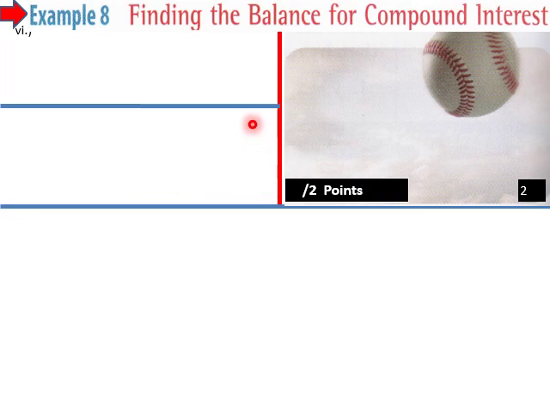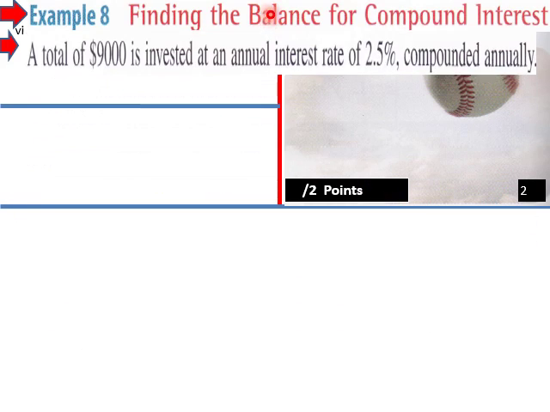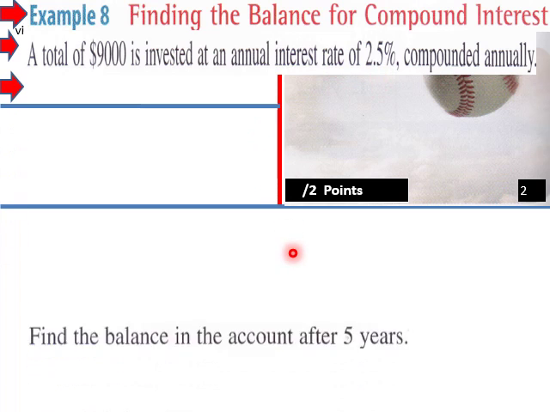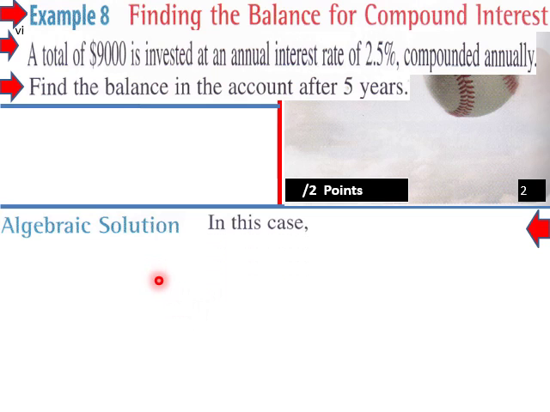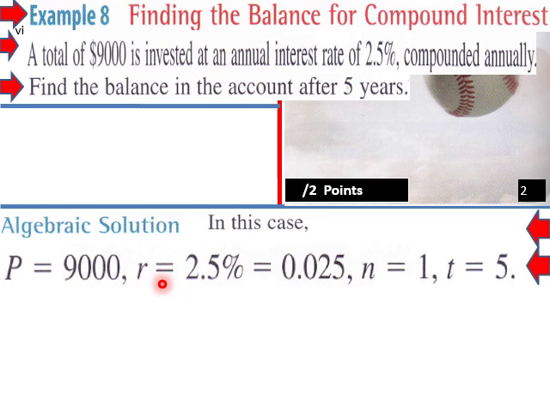Okay, example 8. Finding the balance for compound interest. $9,000 is invested at an annual interest rate of 2.5% compounded annually. Find the balance in the account after 5 years. Algebraic solution. In this case, principal equals 9,000, rate equals 2.5% or 0.025, n equals 1 because we have compounded annually here, and then t would equal 5.